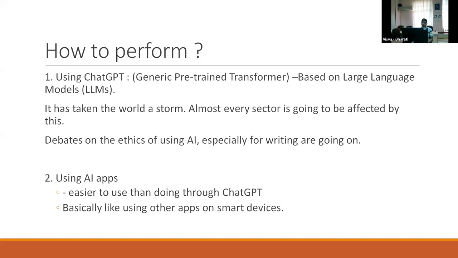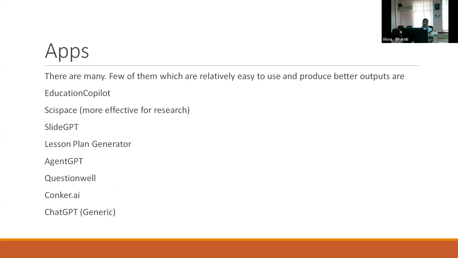Okay, you can also do these things using AI apps. Why? Because those are easier to use than doing it through ChatGPT. Basically, like using other apps on smart devices. Like we download an app on our smartphone and use it. So if you download an AI app, you can use it, and you don't need to go to ChatGPT itself. So we are listing some of them. There are many actually.